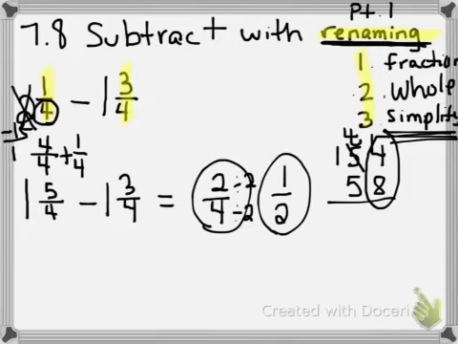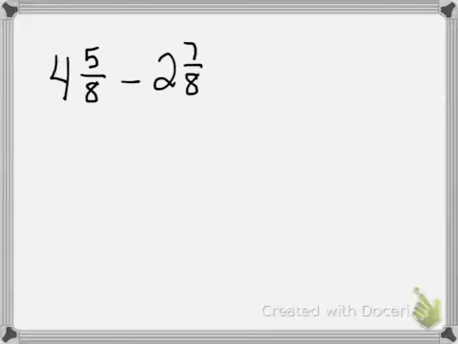Okay, let's try another example just to kind of show you a couple things. So let's do 4 5/8 minus 2 7/8. So same thing, I'm going to start with my fractions. And I'm going to see if I can subtract. 5 minus 7. Nope, can't subtract. So now this first fraction, that's the one I have to work with. That first fraction I'm going to borrow. So I'm going to borrow 1 from my 4, and that becomes a 3.